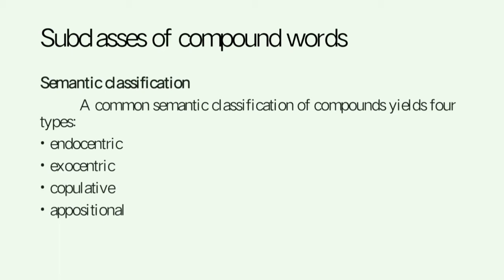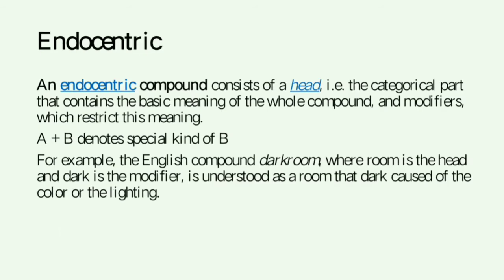Semantic classification atau klasifikasi semantik. A common semantic classification of compound yield four types. Klasifikasi semantik kata gabungan menghasilkan 4 jenis, yaitu first one is endocentric atau endocentris, exocentric atau exocentris, copulative atau copulative, and the last one is appositional atau apposisional. The first one is endocentric atau endocentris.